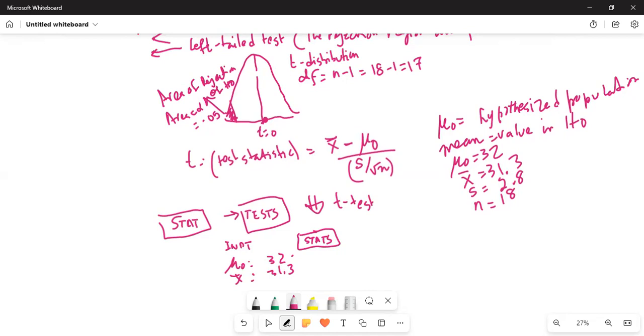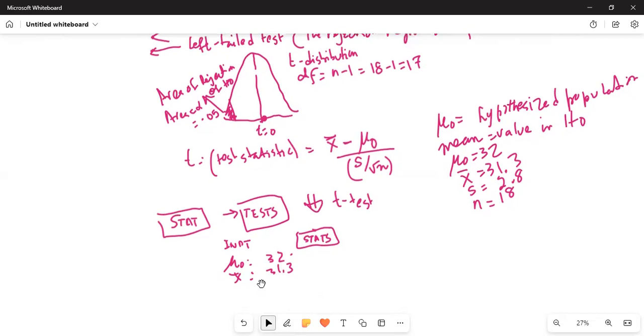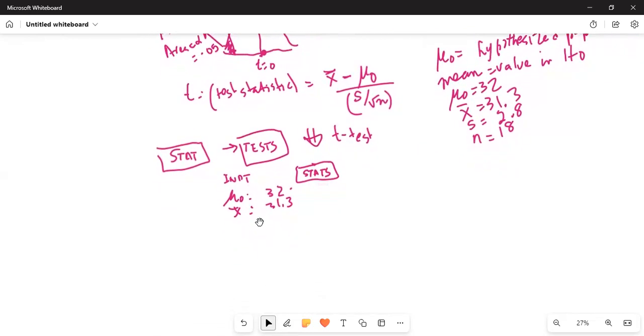Okay, so let's move up a little bit. Sx is 2.8. N is 18. So type in 18. The next line is the alternate.